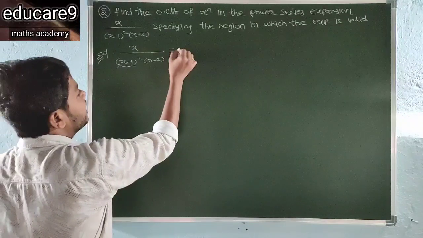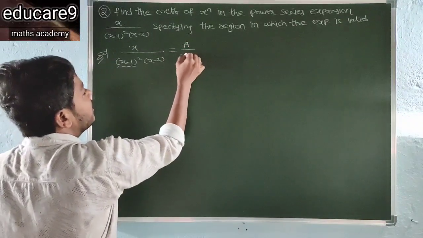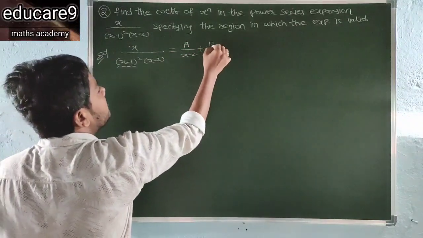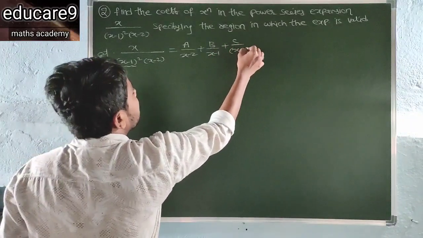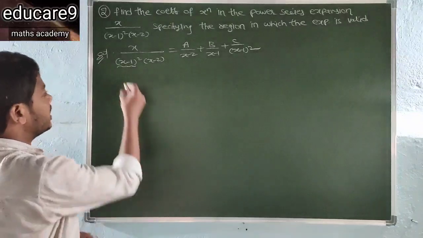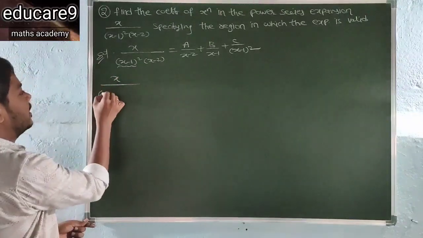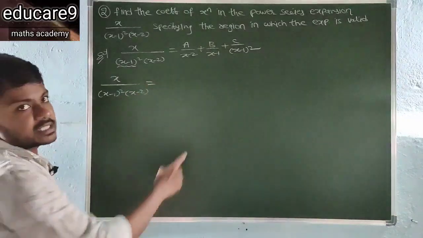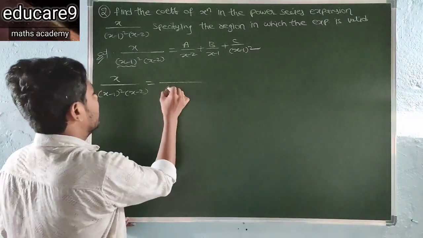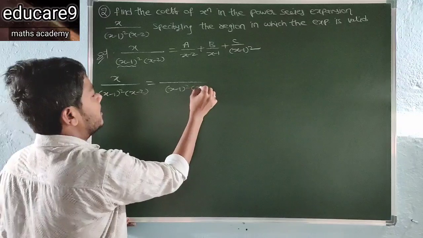So clearly this can be written as A by (x - 2) + B by (x - 1) + C by (x - 1) whole square. So see here this is what? x by (x - 1) whole square into (x - 2). Here what is the LCM? (x - 1) whole square into (x - 2).